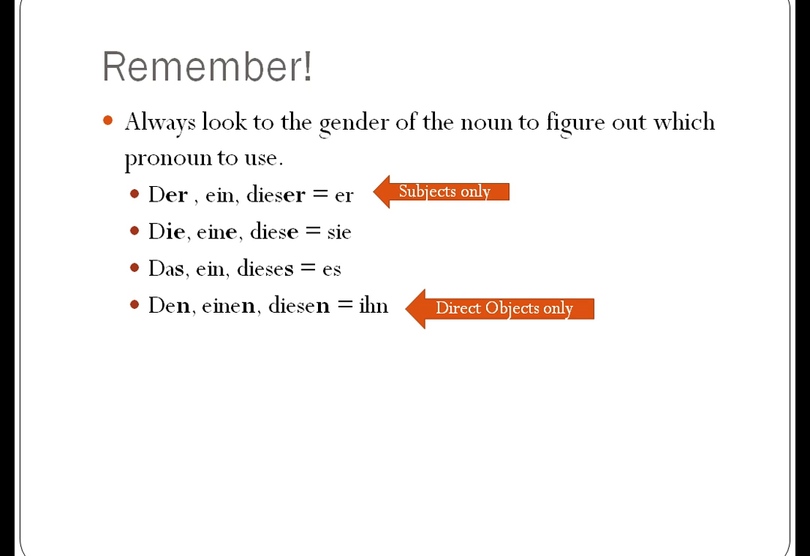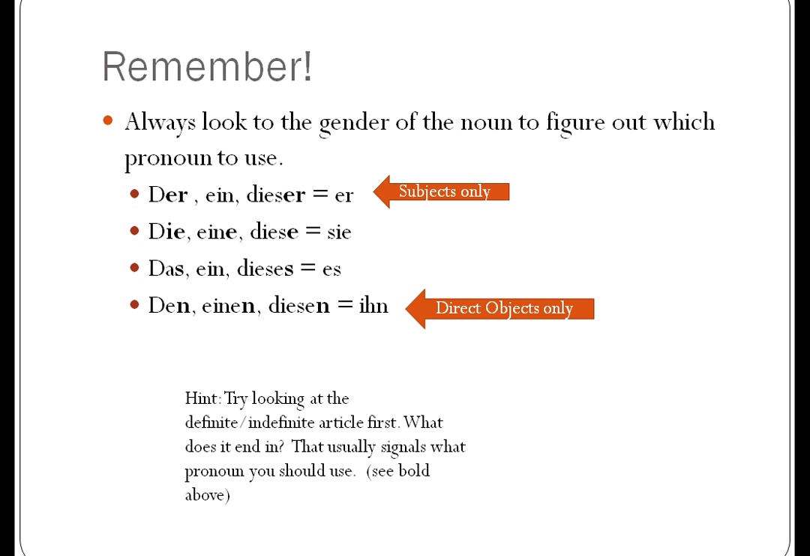The last one, den, einen, diesen, signal that you might need to replace that noun with ihn. Ihn is only for direct objects that are masculine. Don't try to use it with anything else.